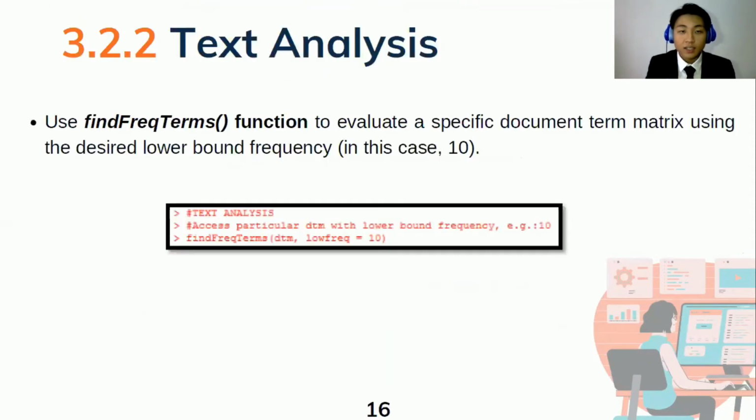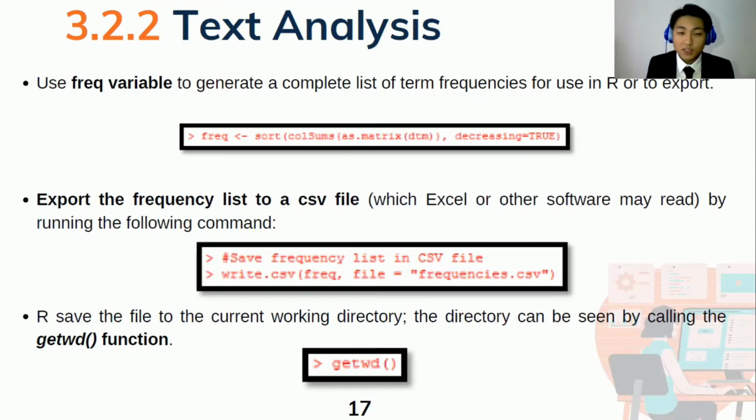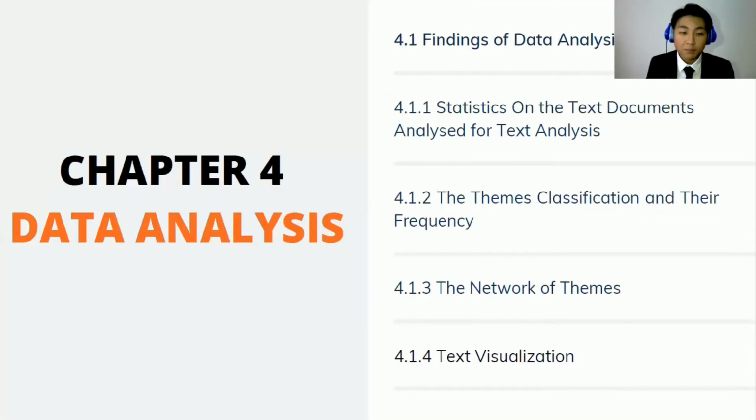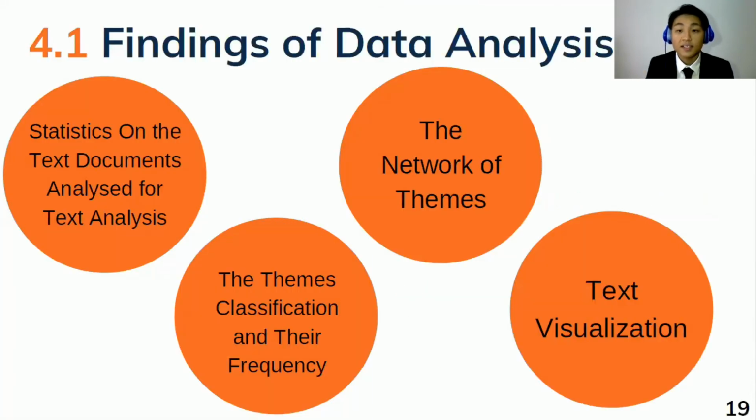And then next is the text analysis. We use the find frequent terms function to find the research terms that have at least 10 frequencies. So we use the R command in this page to generate a complete list of term frequency. And the last part is to generate a word cloud. We install and load the wordcloud library, and then we use the R command below to generate a word cloud.